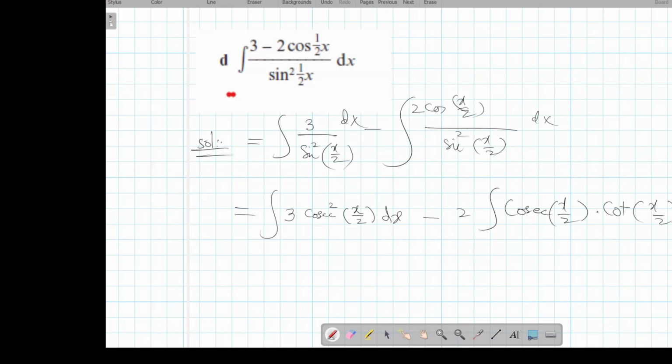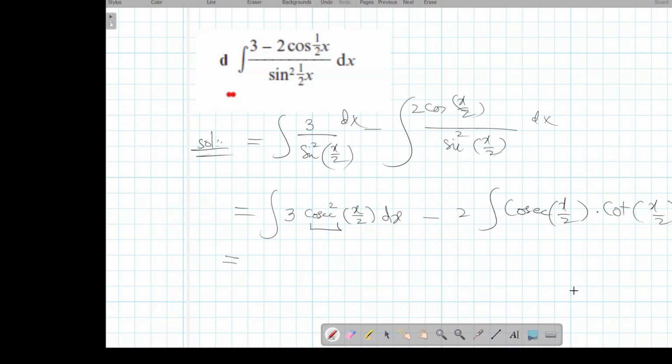Is it clear? Yes, because it's over sine. How? Because if you split it up further, it's one over sine, which is cosec, times cos over sine, which is cot. Exactly, right?